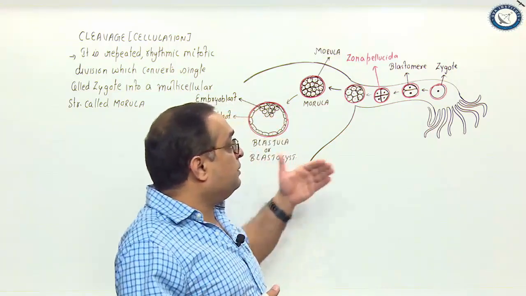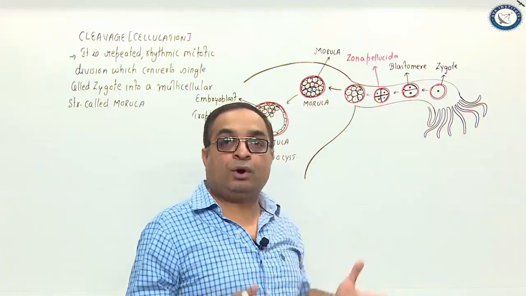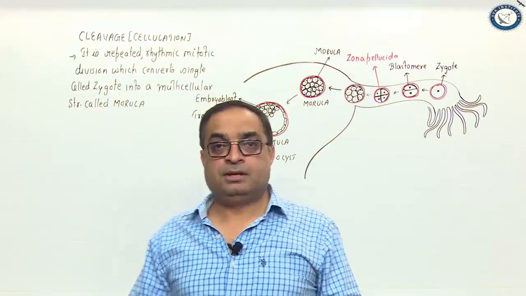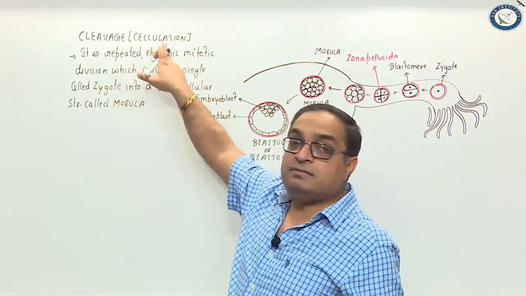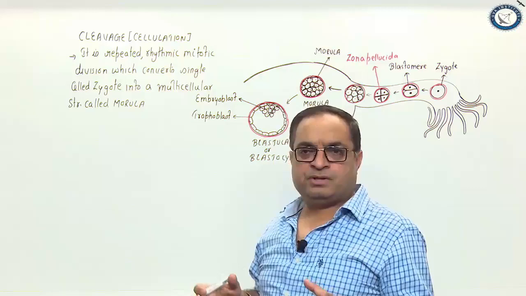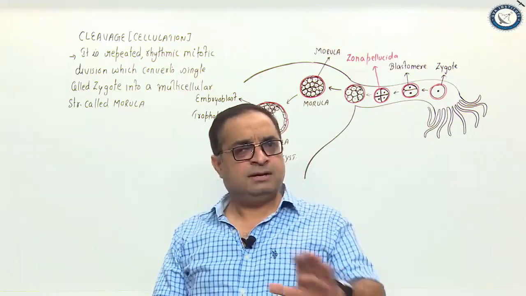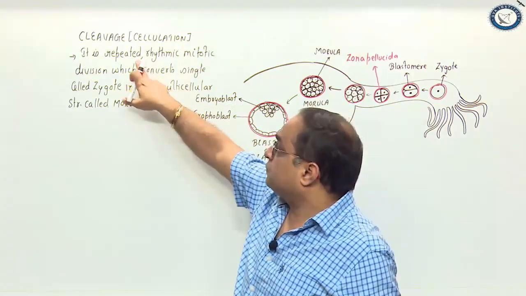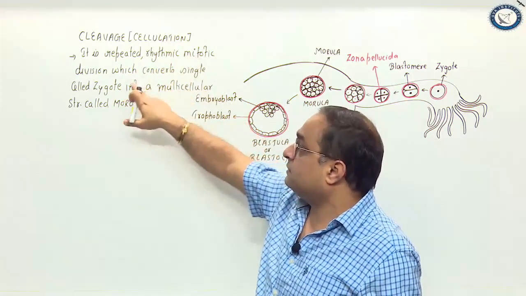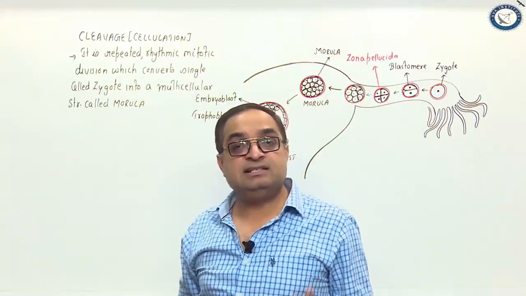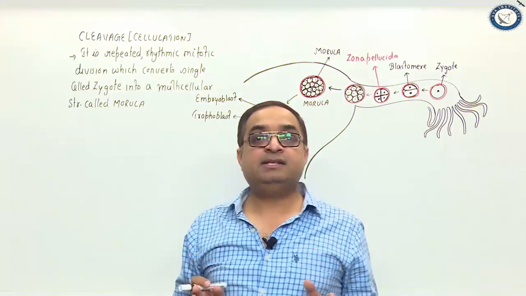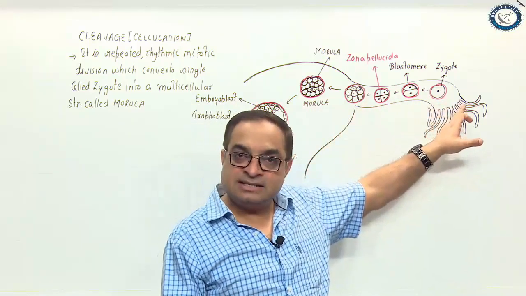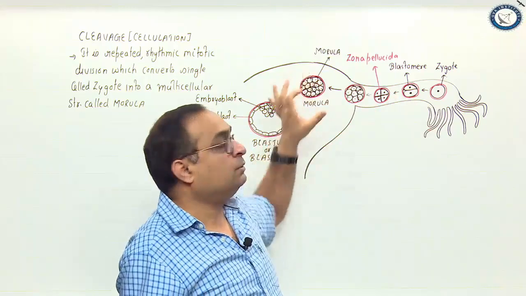This zygote will undergo cleavage divisions to form a solid mulberry-like structure called morula. That is what is cleavage, those mitotic divisions. Cleavage is nearly similar to mitosis, but there are certain differences which we will discuss. So what is cleavage? It is repeated rhythmic mitotic division which converts single-celled zygote into a multicellular structure called morula. So zygote is a single cell and morula is a multicellular structure.